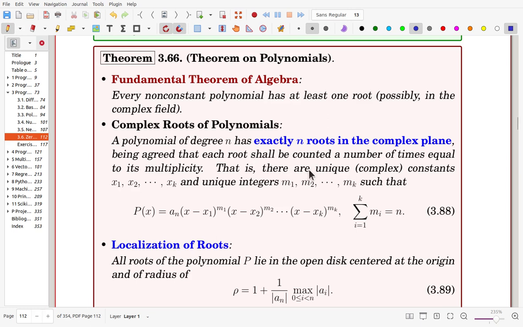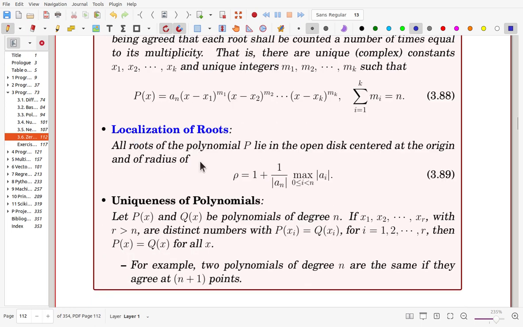That is, there are unique complex constants x1 to xk and unique integers m1 to mk, such that the polynomial of degree n can be expressed in this way: the product of linear terms with multiplicities m1, m2, and so on. If we add them, then it must be n. So a polynomial of degree n has exactly n roots in the complex plane.